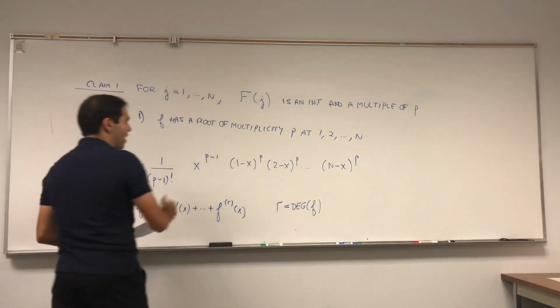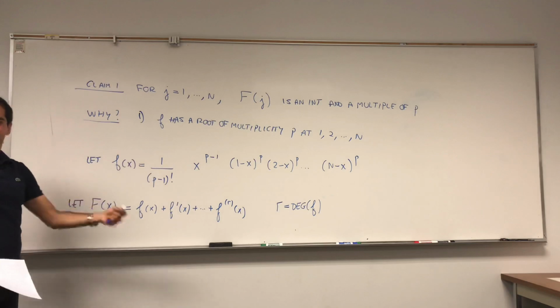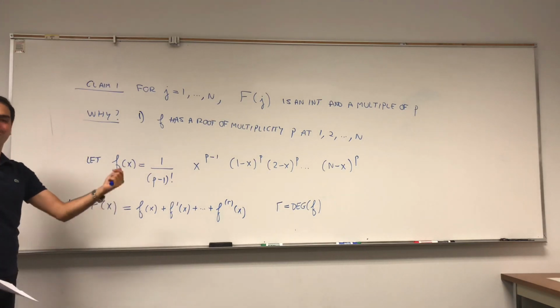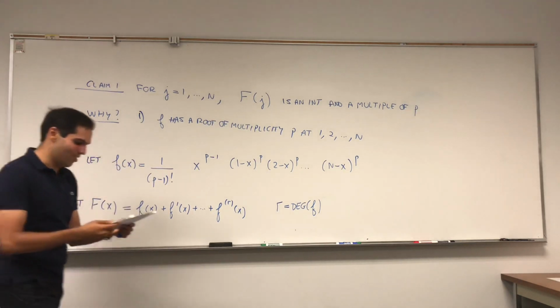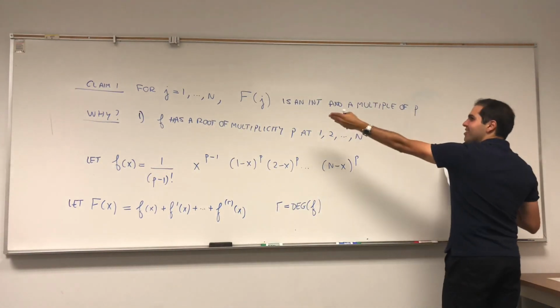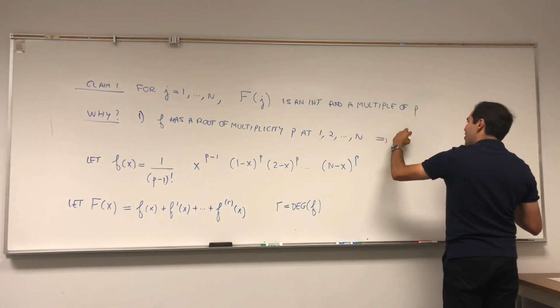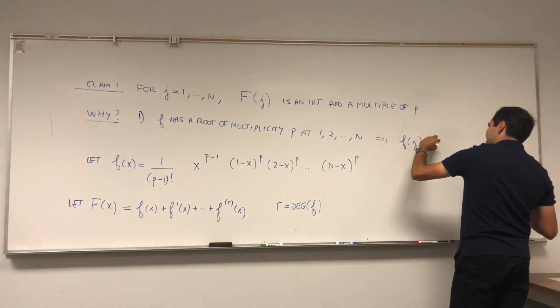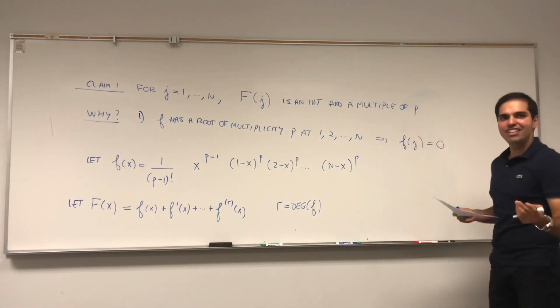In particular, if it has a root, if you evaluate f at that root, it has to be 0. So in particular, for j from 1 to n, f of j equals 0. That's just by definition of a root.